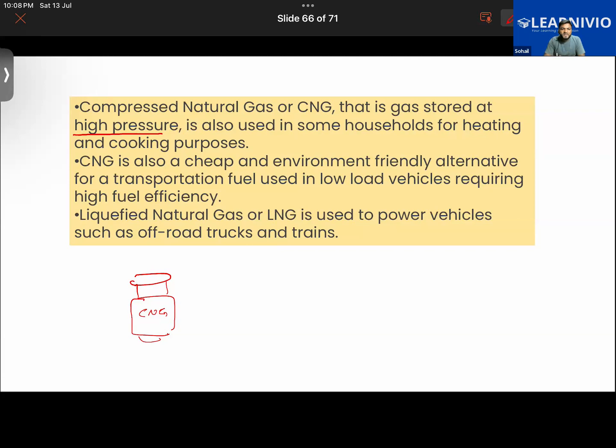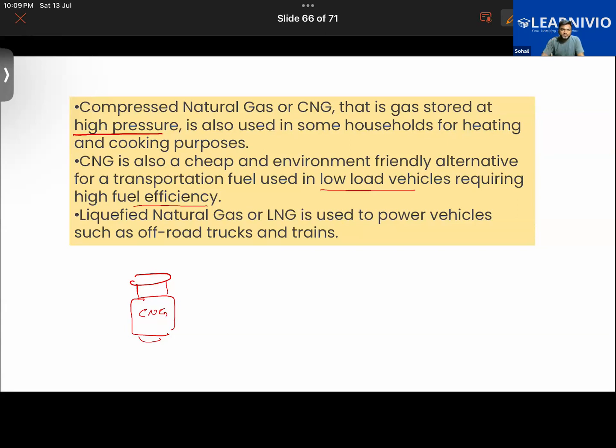Another thing is that this CNG cannot be used in heavy vehicles like tractors. So it is used in low load vehicles requiring high fuel efficiency. In smaller vehicles this can be used as a fuel right now, where high fuel efficiency is required, meaning that in a small auto rickshaw, for example, CNG can be used. In a small passenger vehicle of 4 to 5 persons, this is used as a fuel. Also, it is an environment friendly fuel because it does not release any harmful gases upon burning.